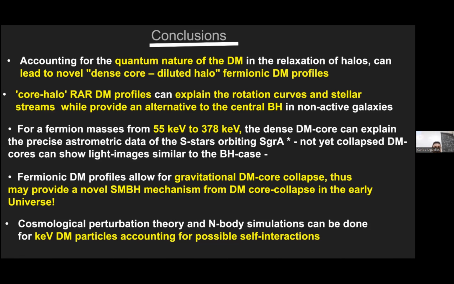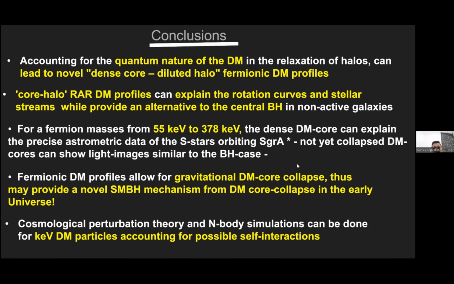Then for masses between 55 keV and 370 keV, in the case of the Milky Way, the dark matter fermion core can explain the precise astrometric data of the S stars orbiting Sagittarius A star. And interestingly, not-yet-collapsed dark matter cores are compact enough to cast a light image similar to the black hole case. This is a remarkable result that even we have been surprised by, because we are trying to go as far as we can with this model to see if we really need a singularity or if dark matter can be there at the center.